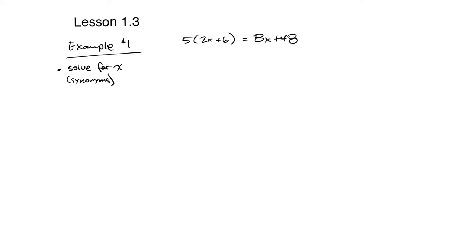All right, sample problem number 1, write this down. 5 times (2x plus 6) equals 8x plus 48. So the first thing we're going to do is distribute because I see parentheses here. This is 5 times 2x, which is 10x. 5 times positive 6, which is positive 30. I have 8x plus 48.